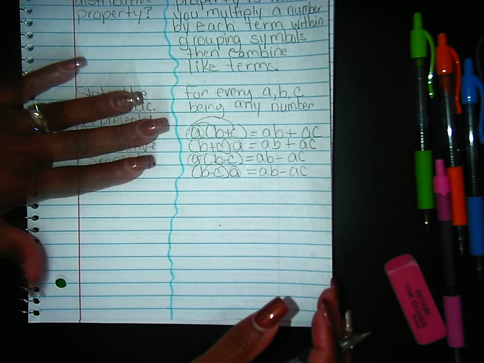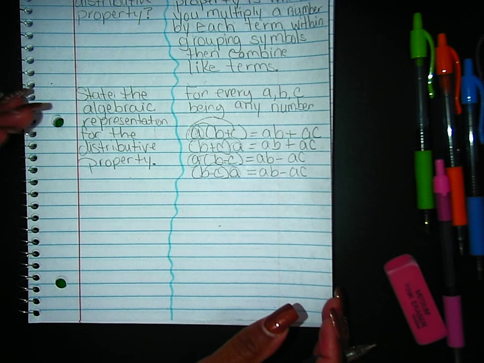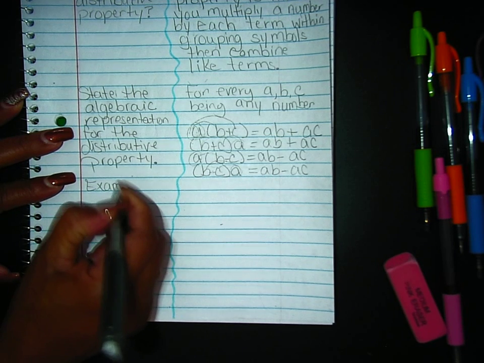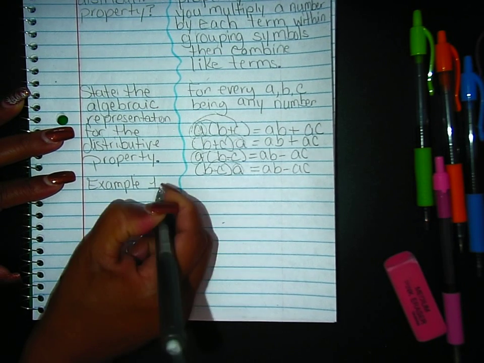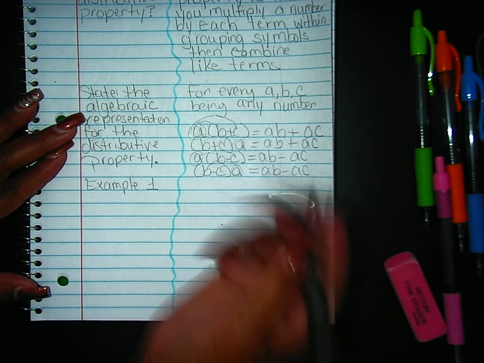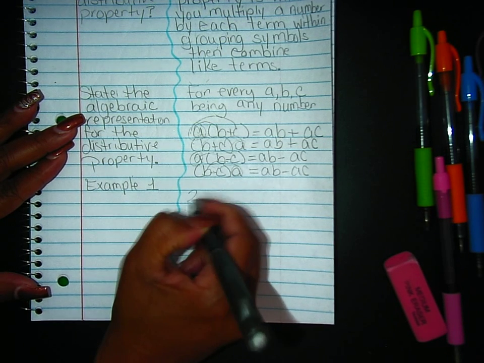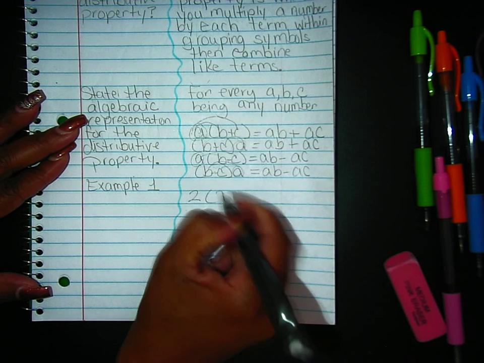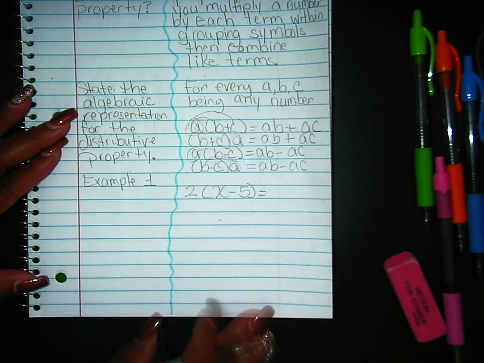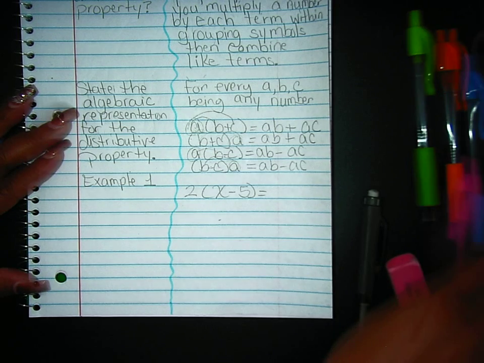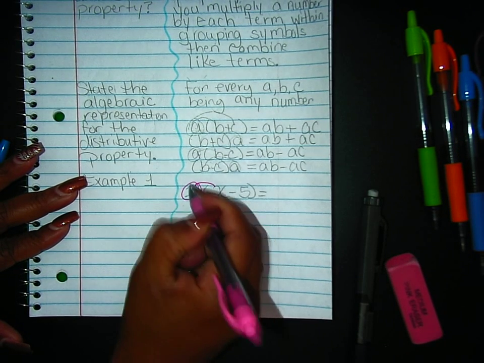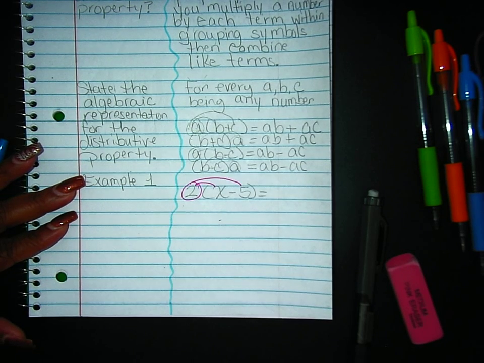So after we have defined it, let's apply it. Let's see it in action. So let's do an example one. With example one, let's do 2 times the quantity x minus 5. Okay? It's the same thing. We're going to distribute. We're going to take this 2 and distribute it within the difference of x and 5.